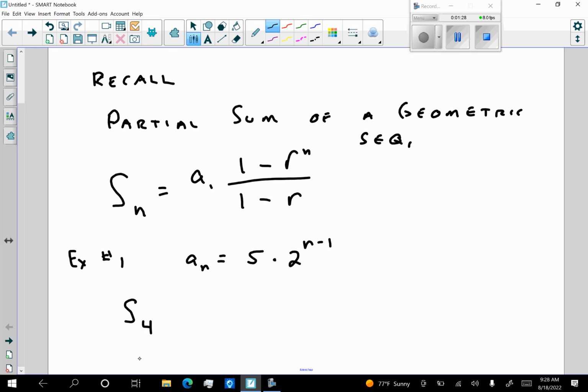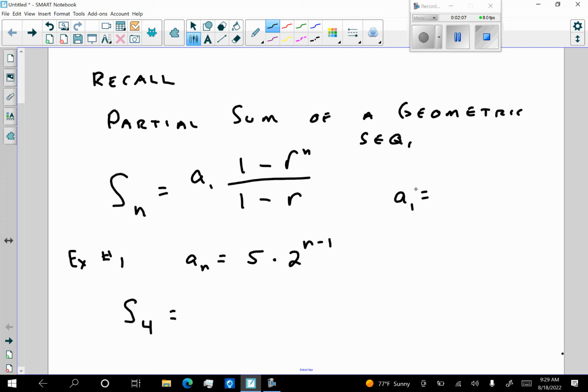I need to find the first term. The first term is going to be pretty straightforward. And if you're ever confused or you don't know what the first term is, just write the first few terms out. That's going to be tremendously helpful. You could find this easily by just writing the first four terms out and adding them up. But we're going to use the formula, and we'll find out in a bit why we want to use the formula.